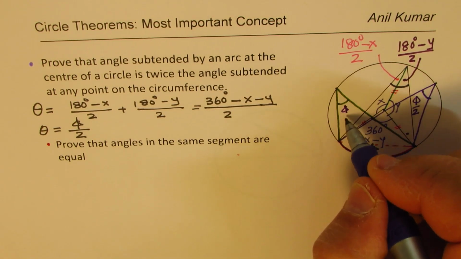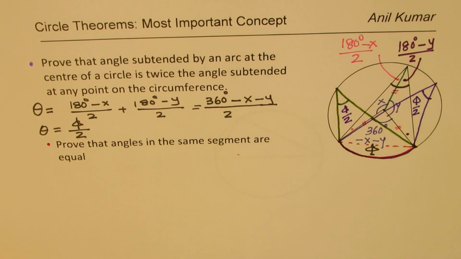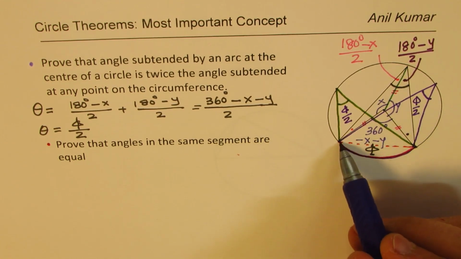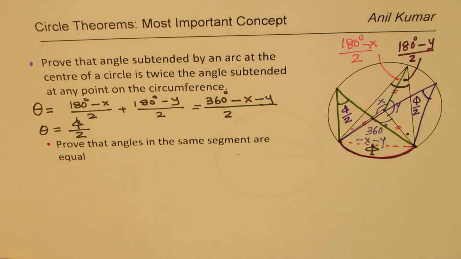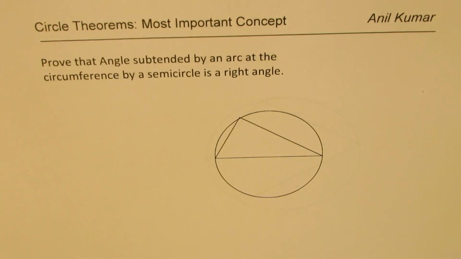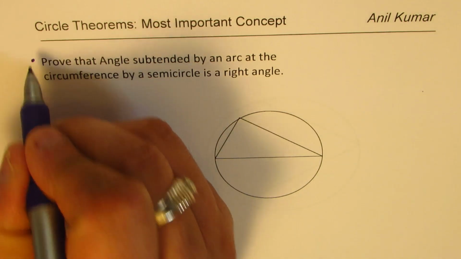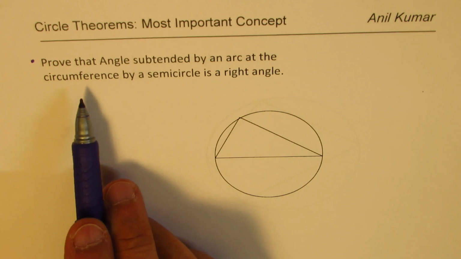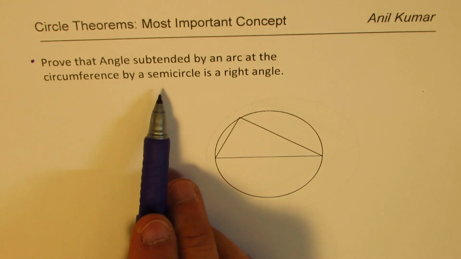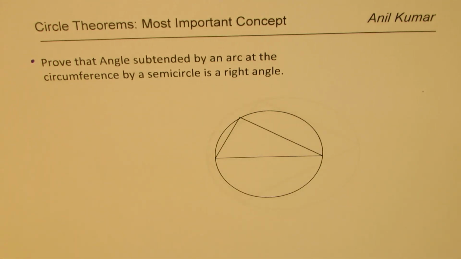So all these angles will be phi by 2, half of the angle which this arc makes at the center. Does it make sense to you? Right? So that is how we get to this concept. Perfect. Now let's look into the third concept, which is we need to now prove that the angle subtended at the circumference by a semicircle is a right angle.